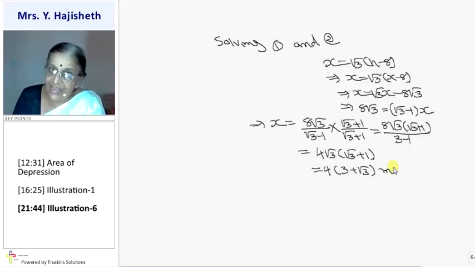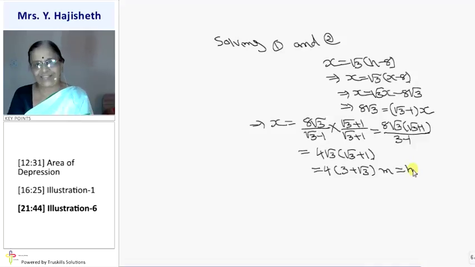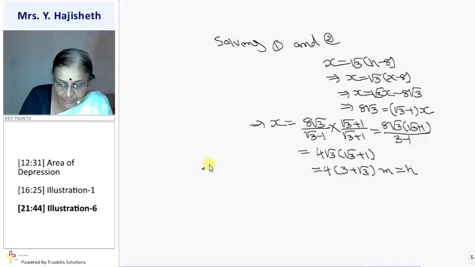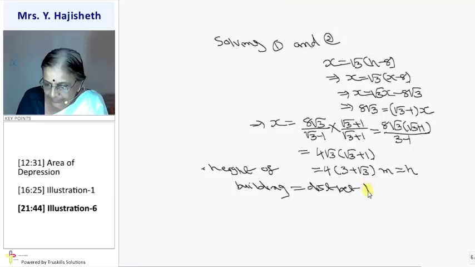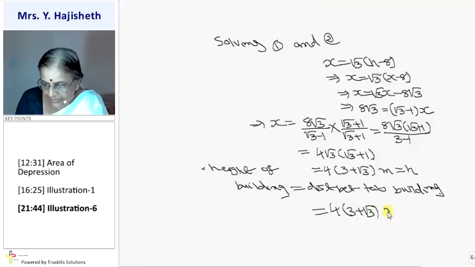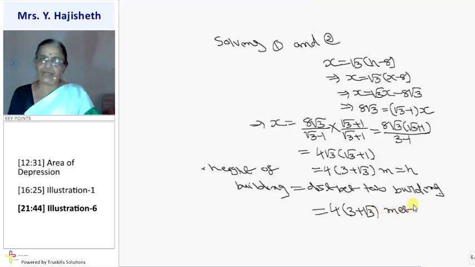Clear? But h and x are equal. Right? So h is also same. Because first equation is h is x. So my height of building as well as distance between two buildings, height of building is equal to distance between two buildings. And that is nothing but 4 times bracket 3 plus root 3 bracket complete meter. Okay? That completes your answer.